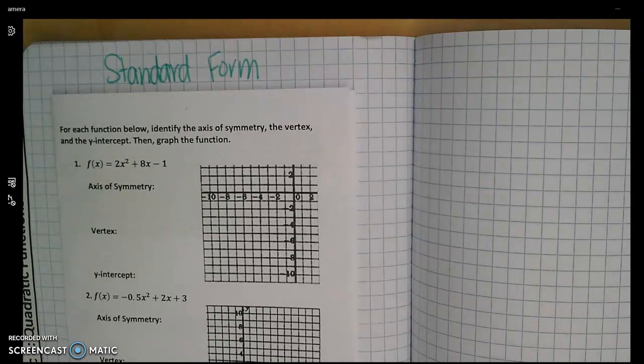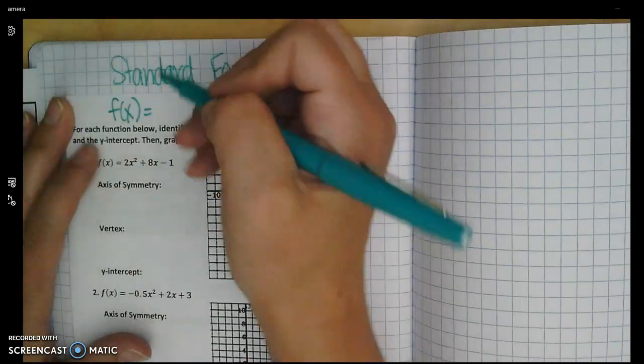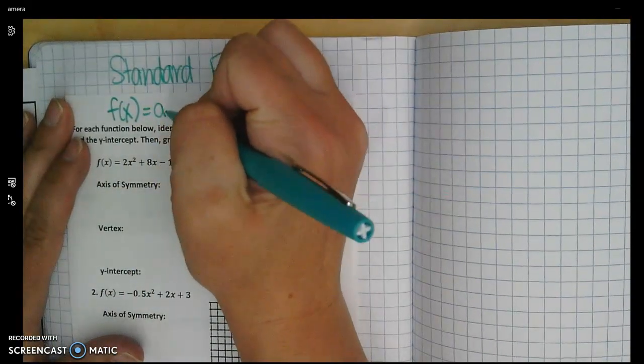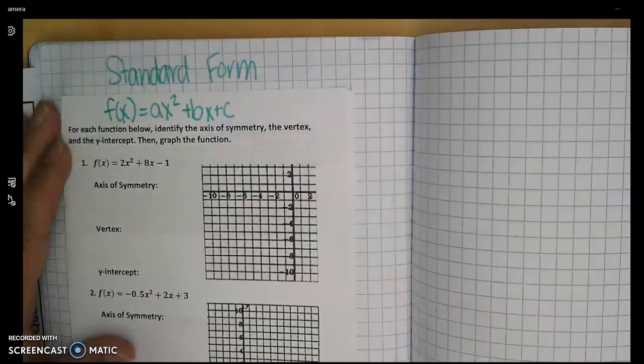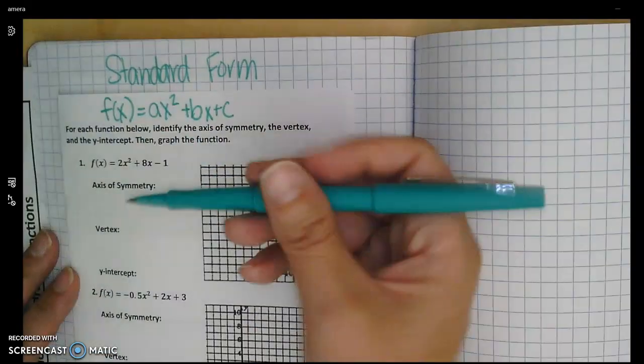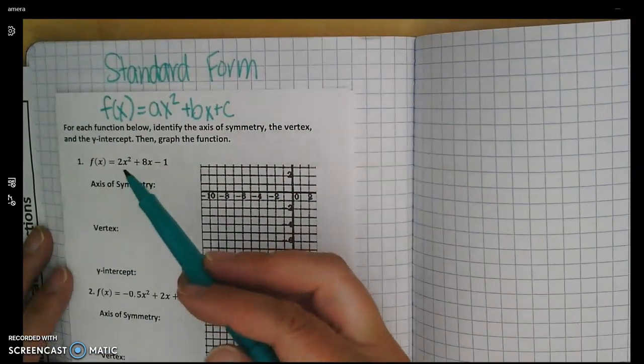Right? First thing I'm going to start with is, what is the standard form of a quadratic? The standard form of a quadratic is f of x equals a x squared plus bx plus c. And you can see we have three different examples on this note taker that are in this standard form.